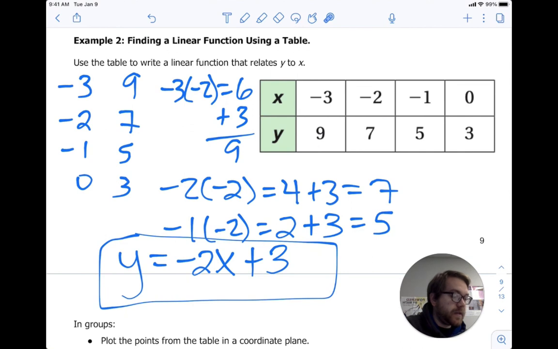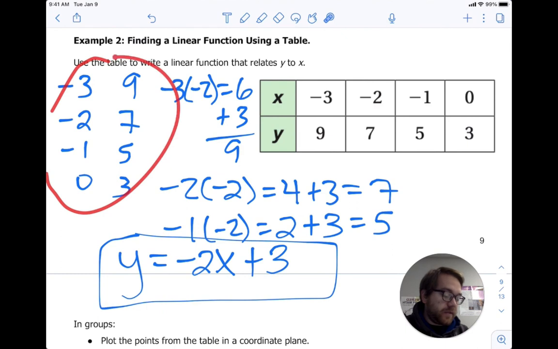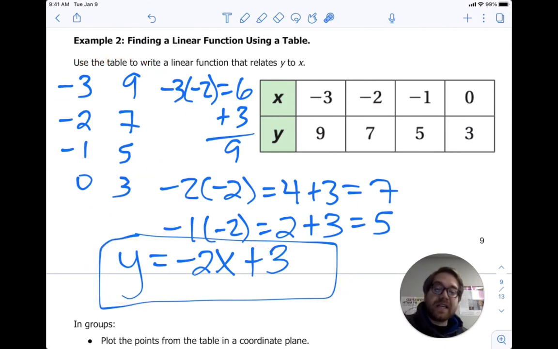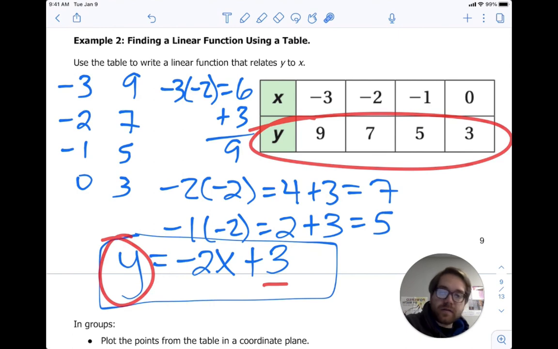So that process that we went through is very similar to what we did with the patterns. I'm looking at these numbers here and trying to figure out, how do I turn these numbers into these numbers over here? What operations do I have to do? Do I have to multiply? Do I have to add? Do I have to subtract? And then I see what works for all of them, and then that becomes my equation. But before we were using n, but now we're going to use x and y, because that's what these tables are here. And so we took -2 times our x values, added 3, and that gives us our y values.